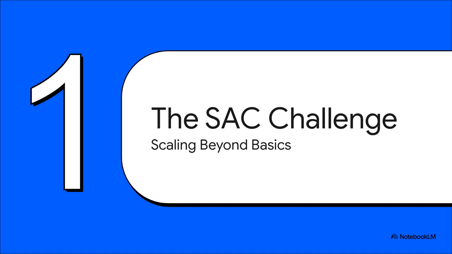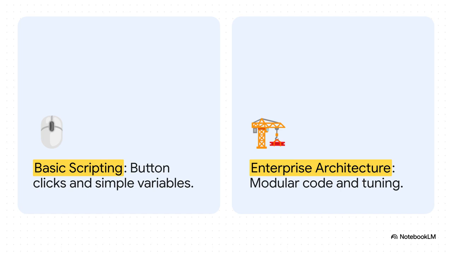We really have to understand the critical difference between entry-level scripting and true enterprise architecture. And wow, the contrast is stark. Basic scripting, which, let's face it, is where most developers start out, is just button clicks, setting basic variables, maybe reading a text field. But enterprise architecture? That is a completely different beast. It demands modular code, performance tuning, and reusable frameworks.